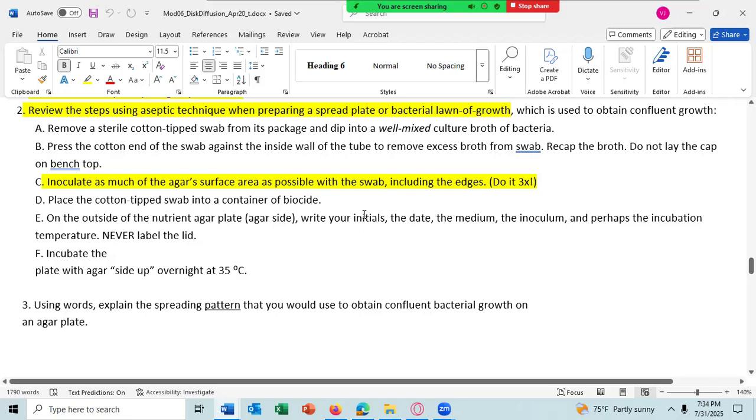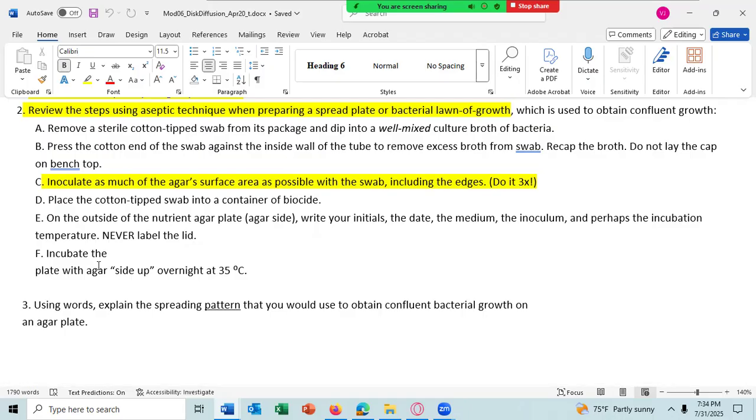Label the plate with your initials, the date and the medium, the inoculum, what bacteria it was, and the temperature is optional. Incubate the plate, agar side up. So the agar is on the bottom here. You then put it in upside down. And that is one reason why, after you put the paper disc containing the antibiotic on, you let it sit for a few minutes so that the paper becomes attached to the agar.